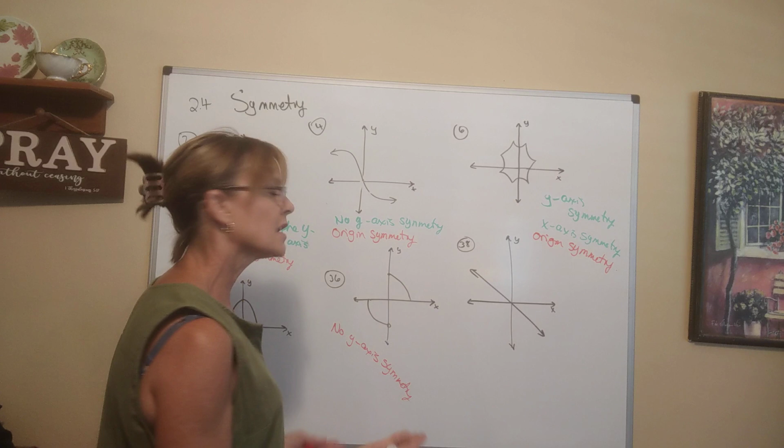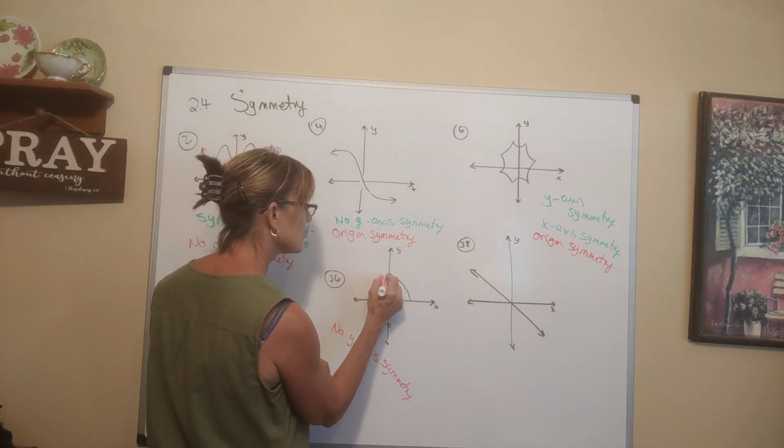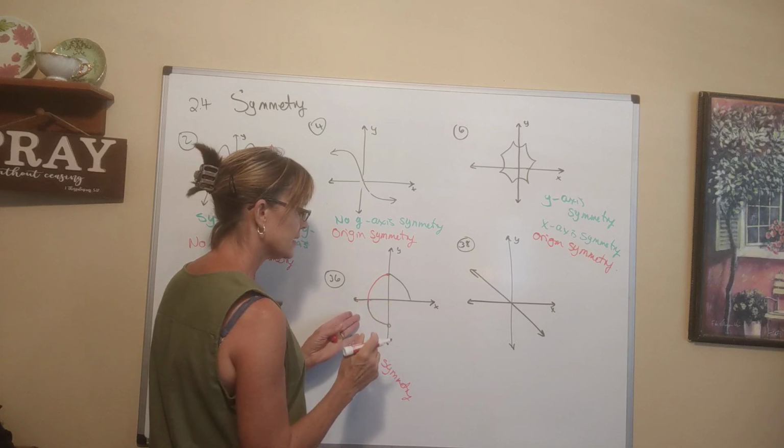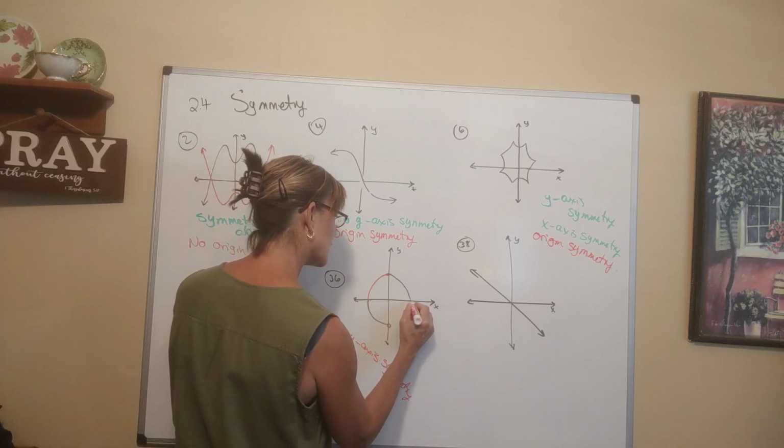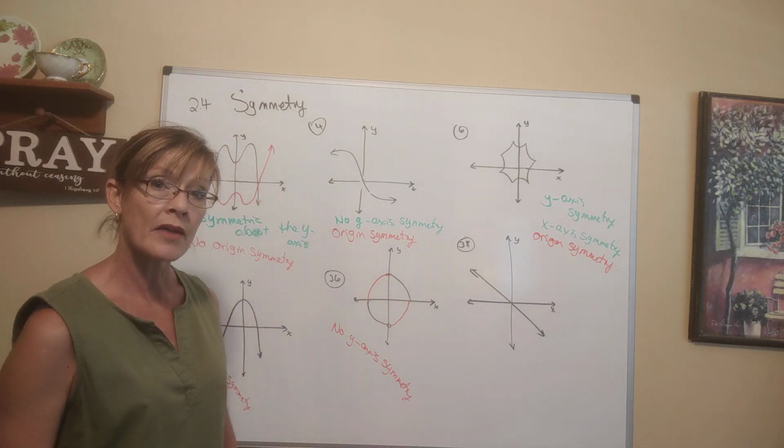Okay, now let's test for origin. So let's reflect it about the y. If I reflect it about the y, then this piece is coming over here, so this will look like this. And this piece is coming over here, so this will look like this, and it'll still have that same open circle right there.